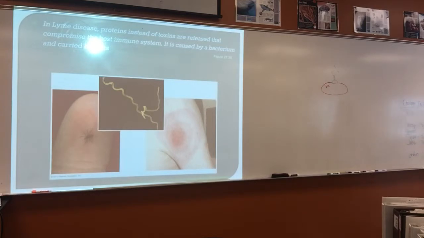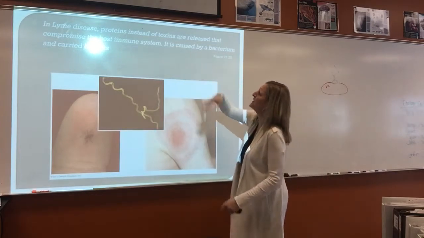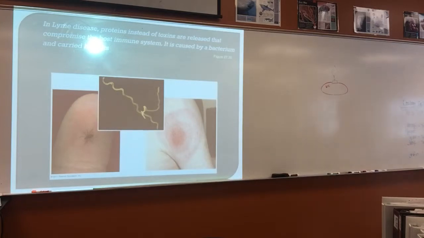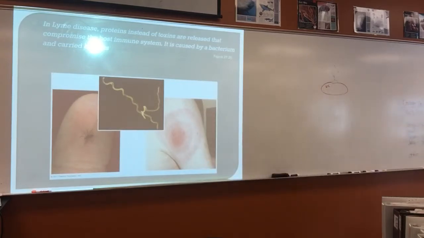And then that bacteria produces, instead of toxins, proteins that are released and compromise the host's immune system and can cause Lyme disease. And so on the left here is the tick, and this is a rash that typically looks like when you've been infected with that particular bacteria. Lots of different organisms, bacteria can be spread by ticks. There are certain ones that can be spread by mosquitoes and things like that. And so Lyme disease is one of those.